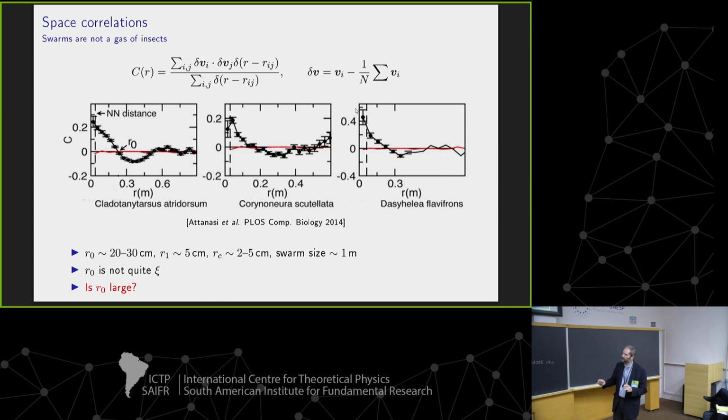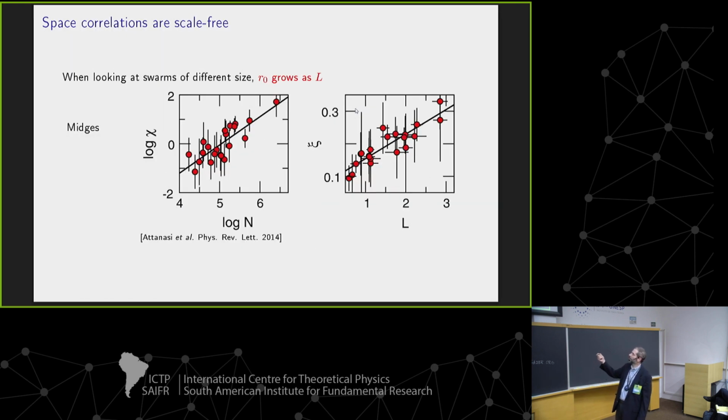This will mean, as I will show, that these correlations are scale-free. But it's pointless to argue whether R naught is large or not with respect to the size of the swarm, because we can give different definitions that will change the scale. The important point here is that you can measure the correlation length for swarms of different sizes, and that this correlation length scales linearly with the size of the system. So there's no intrinsic correlation length. The size of the system is the correlation scale.